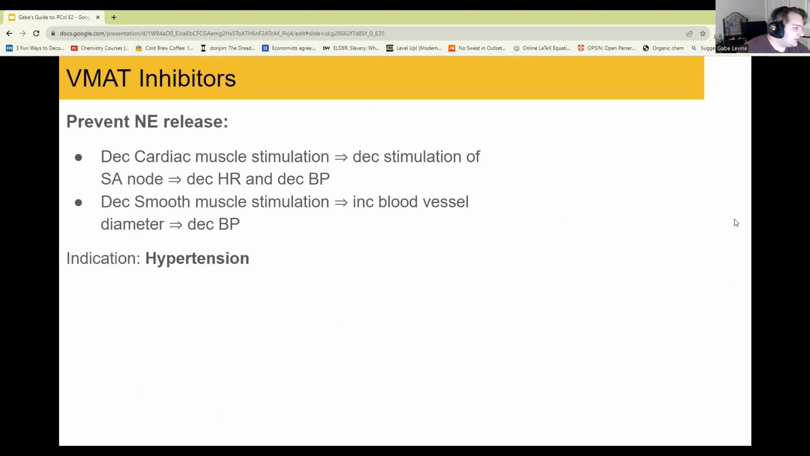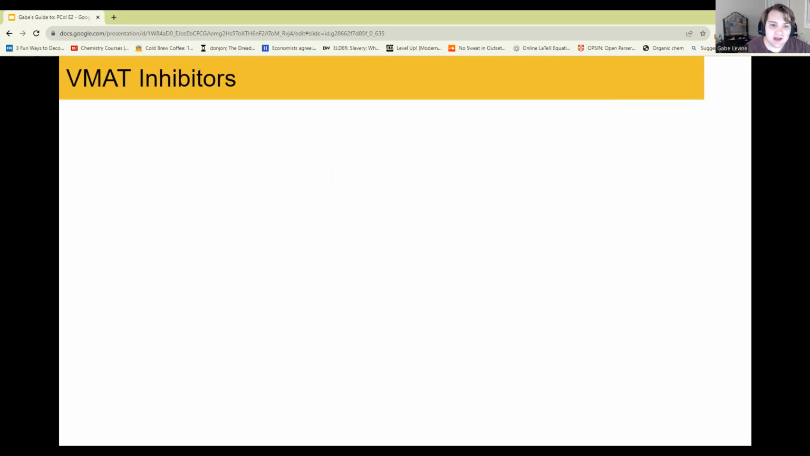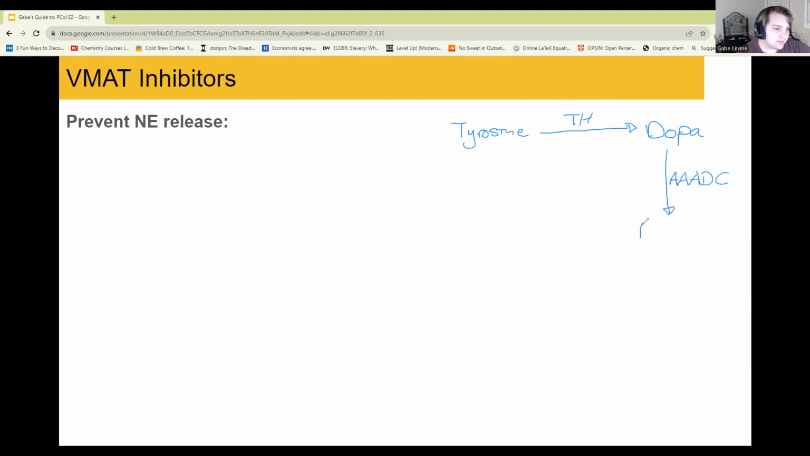All right, VMAT inhibitors. When we look at the steps of how norepi is created, we start with tyrosine, which gets metabolized through tyrosine hydroxylase into L-dopa, which then goes through dopa decarboxylase and becomes dopamine.